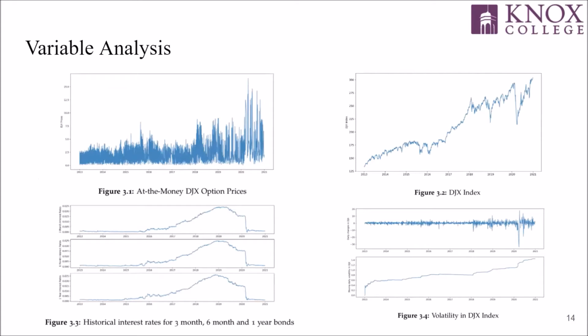So here's a bit of variable analysis. What I've got here is the graph of 4 of the variables. The one on the top left is the at the money option prices. Top right is the DJX index itself. Bottom left is 3 different time frames for the US government bonds: 3 months, 6 months, and 1 year. And on the right here, we've got the volatility of the DJX.